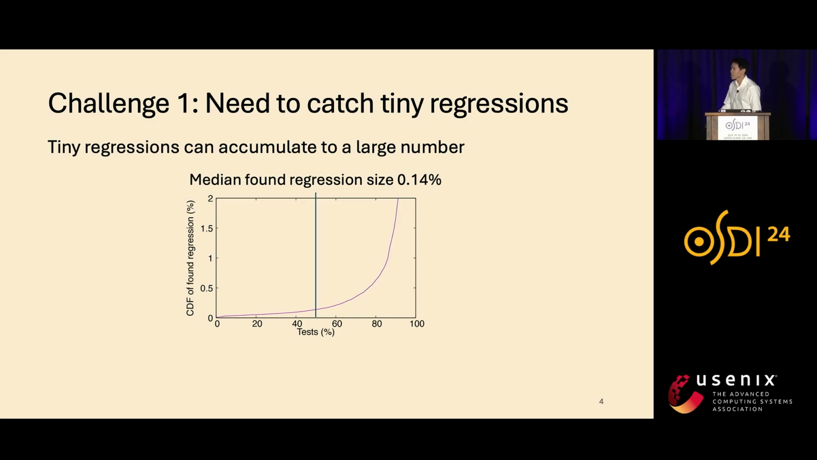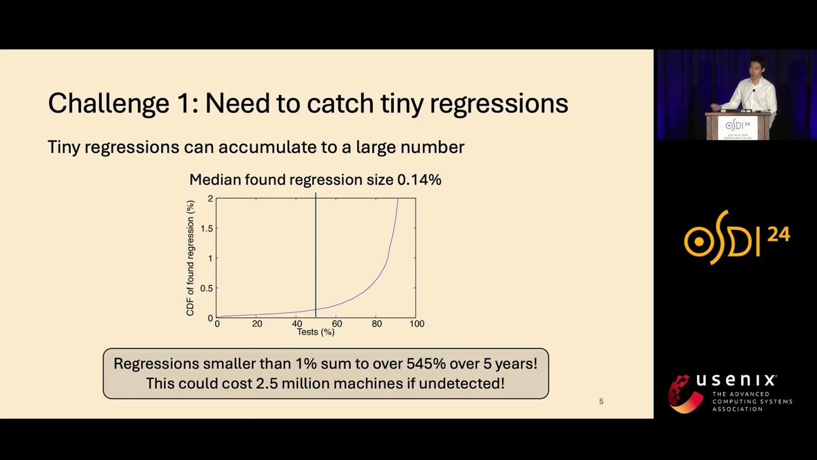The first is that given the number of changes and given the large footprint of the service, we need to catch tiny regressions. These tiny regressions can accumulate to a large effect if we don't catch them. What I'm showing you here is a CDF of all of the regressions that we've found in ServiceLab over the 5 years we've been operating this on front FAS. I'll point out that the median found regression size is 0.14%, so relatively small. And if we sum up all of the regressions that were smaller than 1%, this would sum up to over 545% over 5 years. Or in other words, this costs over 2.5 million machines if these were left undetected and not fixed.